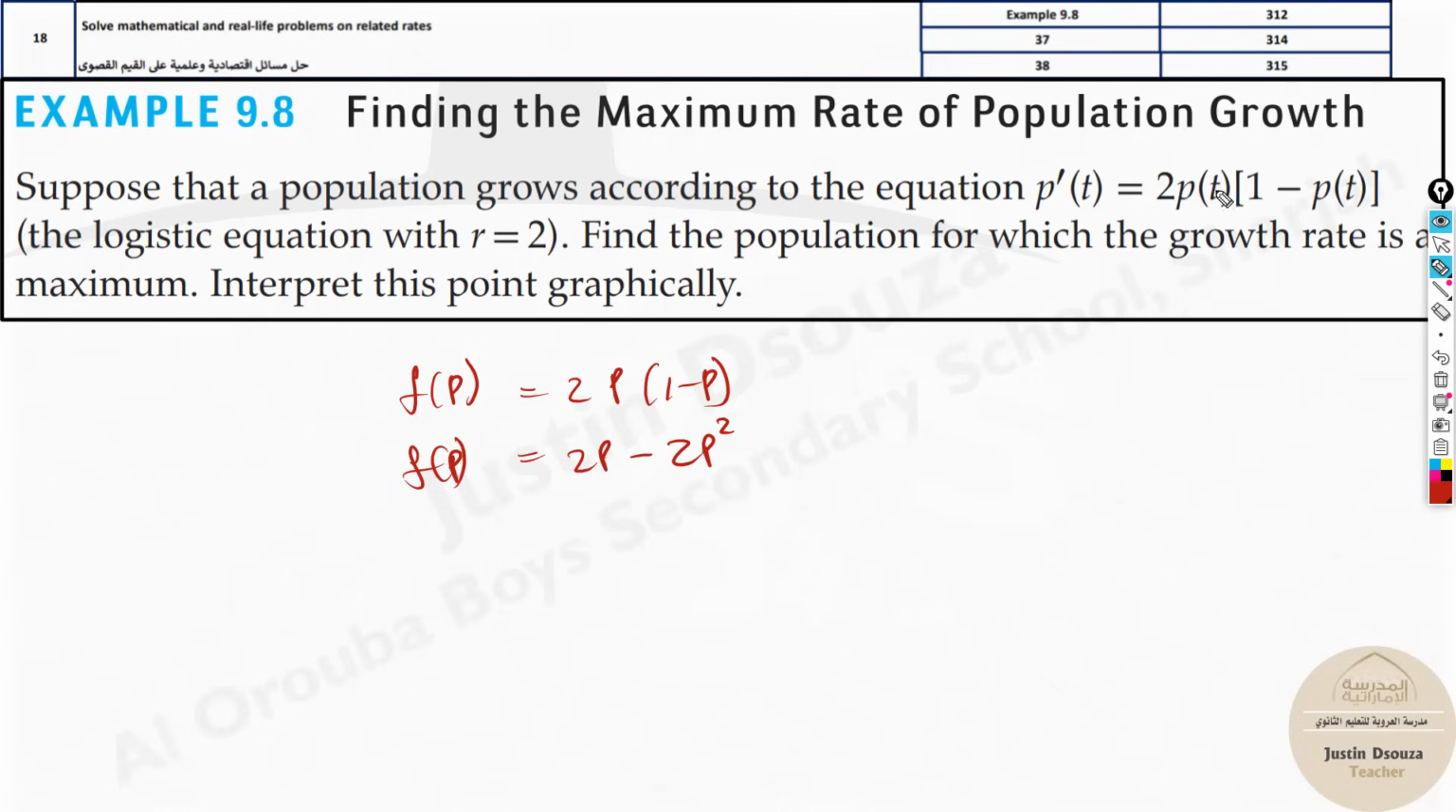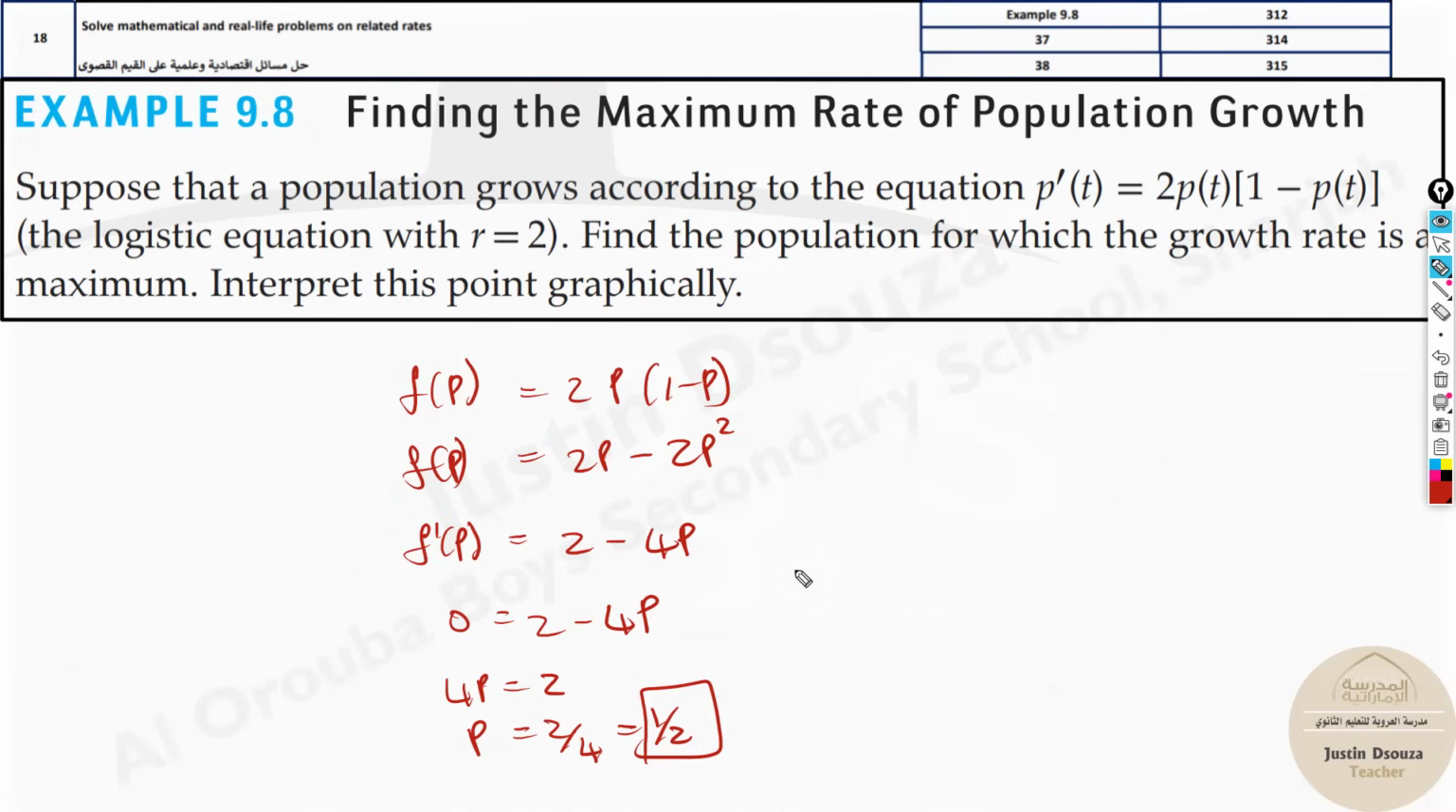That's the only thing. Now, how do we find any maximum or minimum points? It's by deriving this and making the derived part equal to 0. So let's derive this. F dash of P equals 2 minus 4P. Now make this equal to 0 and solve for P. This is the point. Now we can just take it to the other side. 4P equals 2. So P is equal to 2 by 4, that is half. At P equals half, at this particular point, it is maximum.